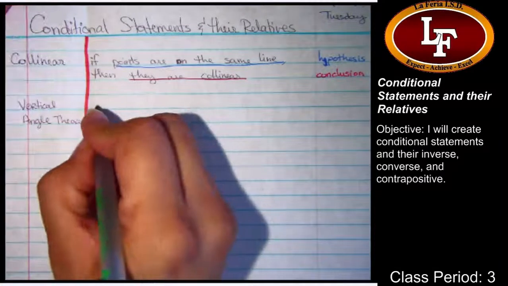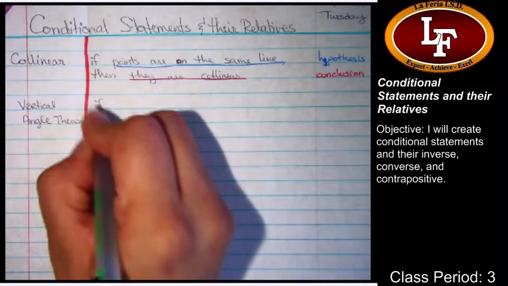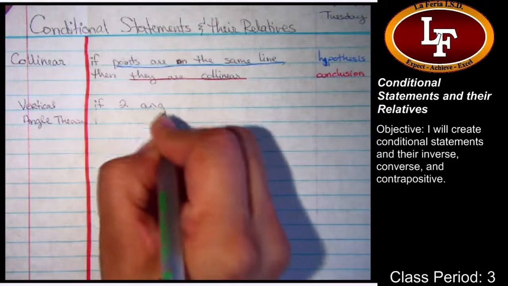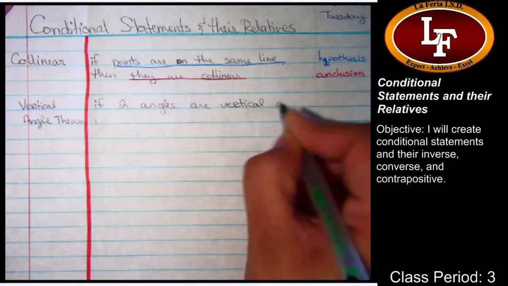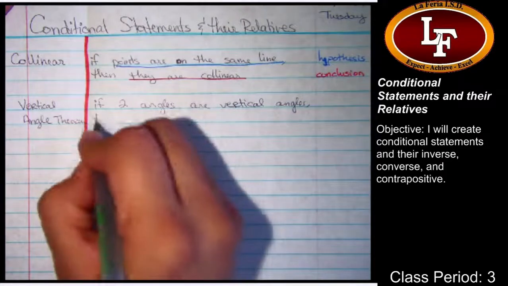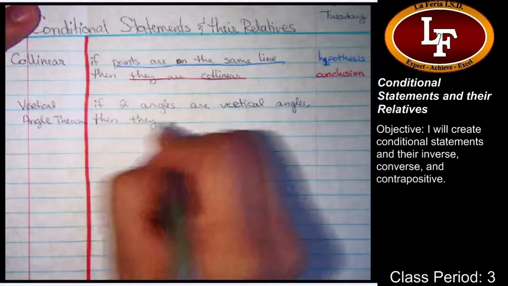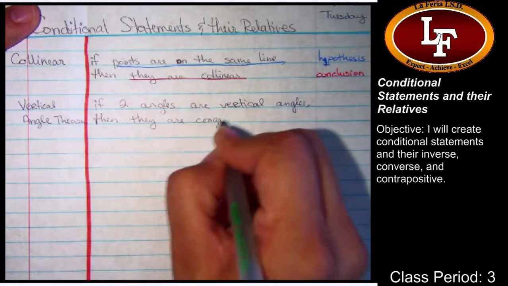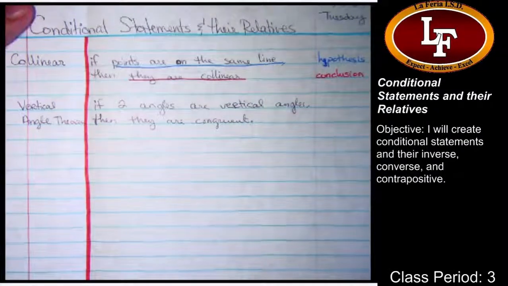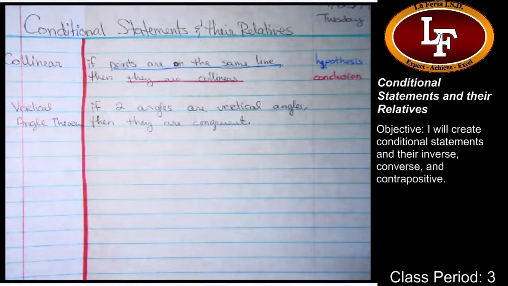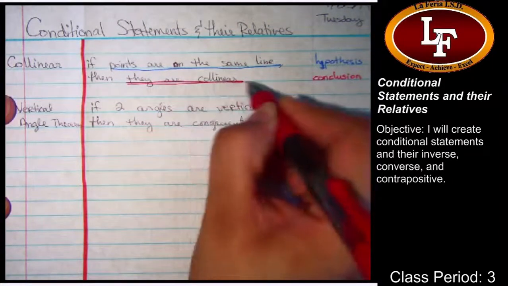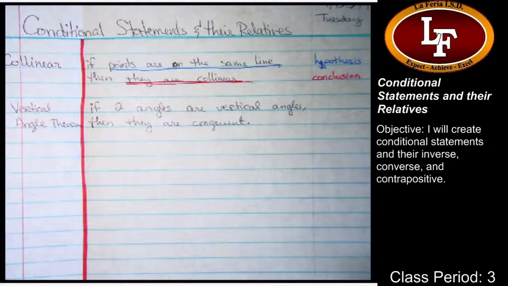So the vertical angle theorem, as an if-then statement, would read: if two angles are vertical angles, then they are congruent. Lovely. Take a moment and underline the hypothesis. If you're using a single color, underline it once. Underline the conclusion twice. Take a moment, identify those.